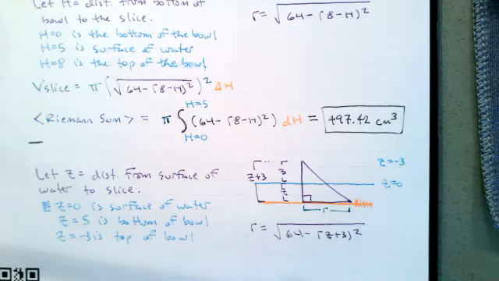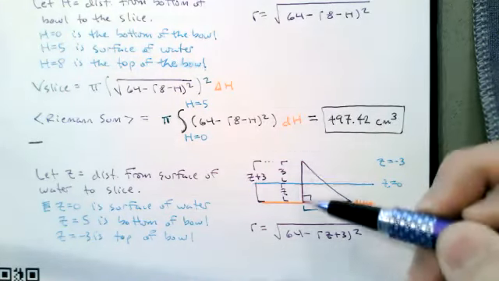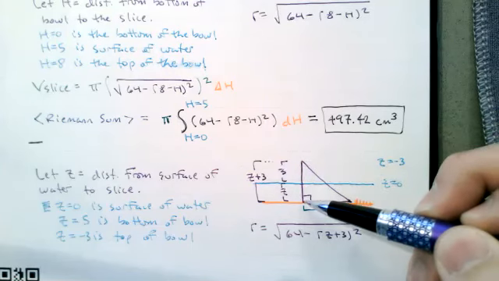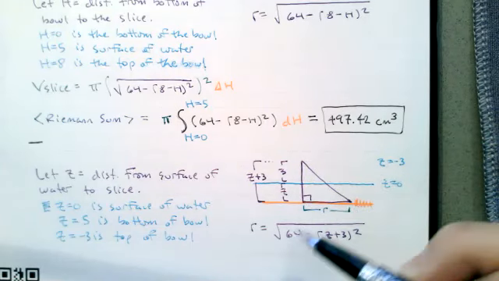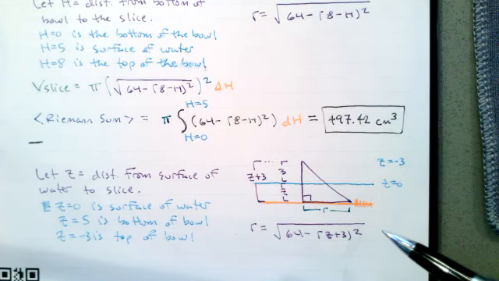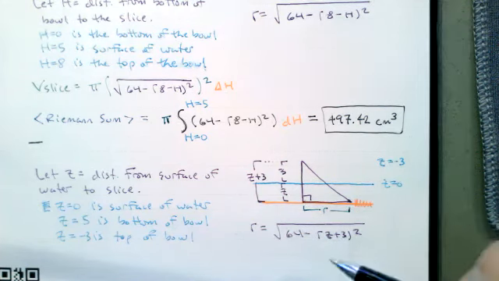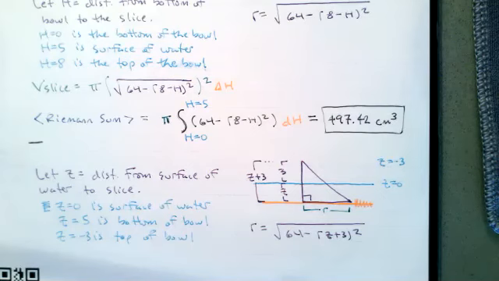If we choose H, if we want the convenient parts to be in writing R in terms of H, then we can choose H to be the distance from the top of the bowl to the slice. That makes this expression smaller, but then we have to live with the consequence of integrating from 3 to 5 instead of from 0 to 5. If we want to integrate from 0 to 5, we're going to have to deal with a more complicated expression for the radius. All choices have consequences.